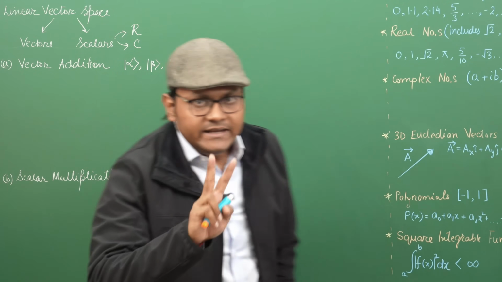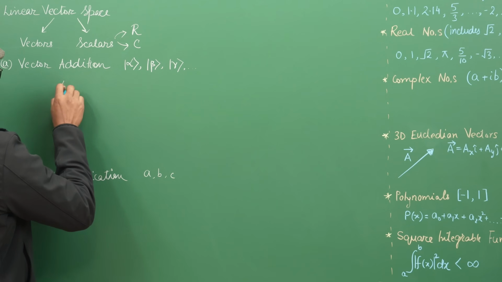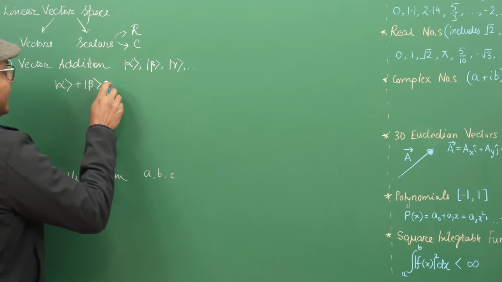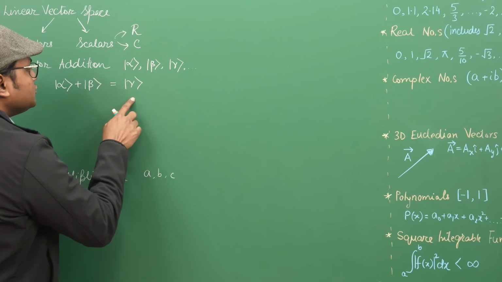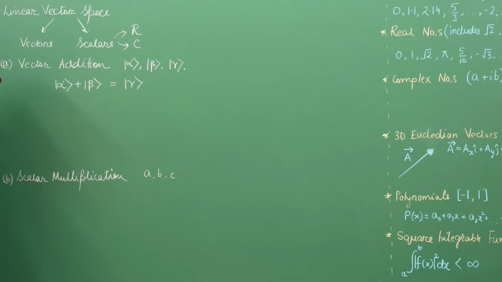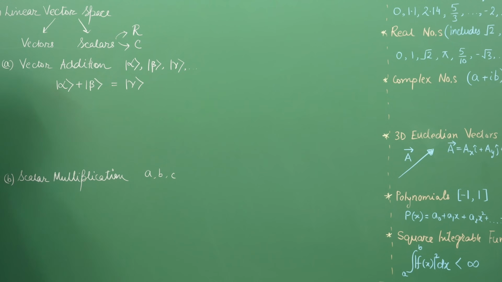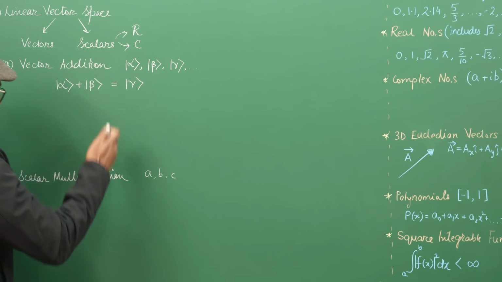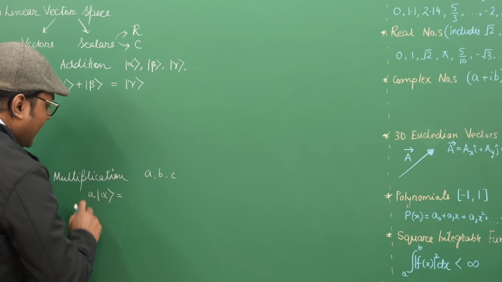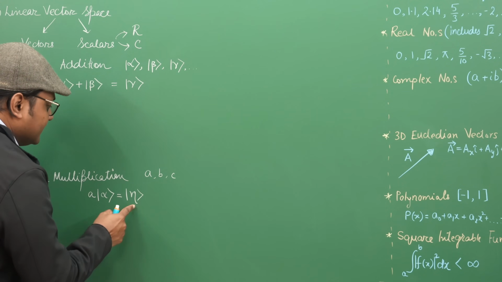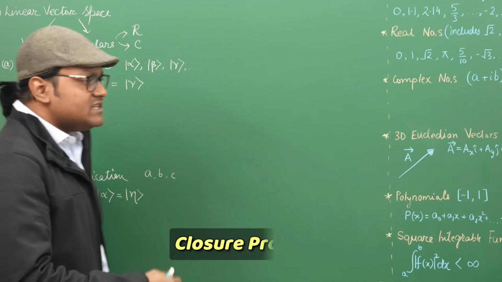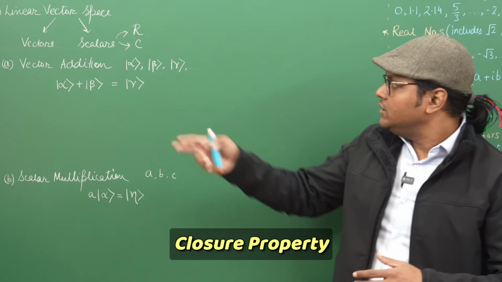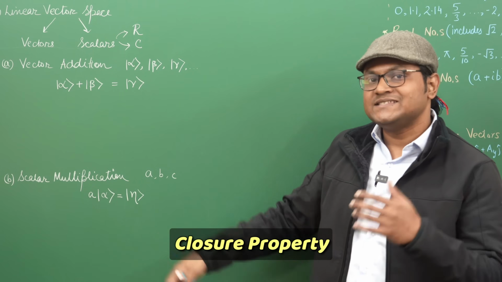Now a linear vector space is a space which is closed under these two operations. That means if I take two vectors, let's suppose alpha and beta, then the final vector that I get, let's suppose gamma, must also belong to the original space. That is called closed under vector addition. Similarly, if I take a scalar, let's suppose A, and a vector, let's suppose alpha, and I get another vector, let's suppose eta, then that vector must belong to the original space. This is known as the closure property. So a linear vector space must be closed under the operations of vector addition and scalar multiplication.